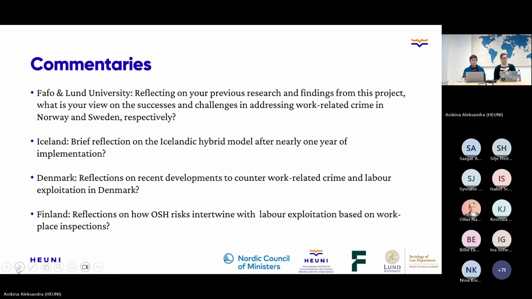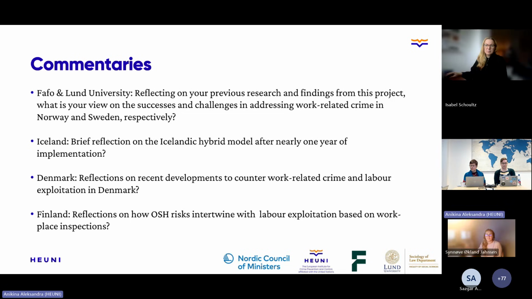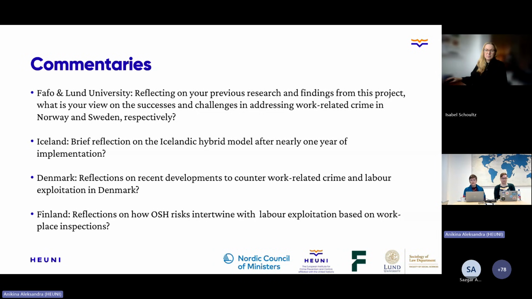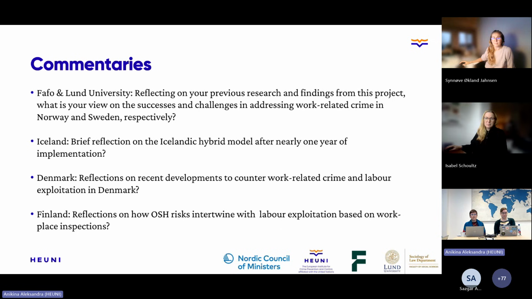And then we have reserved some time for commentaries from our Nordic partners. We will start off with some reflections from our project partners, Isabel Schulz and Synnöve Jansen from Lund University and Fafo respectively. And then we will follow with a commentary from Saga Kjartansdottir from the Icelandic Confederation of Labour, then from Mathilde Skov Dahlström from the Danish Center Against Human Trafficking, and then Katja Pienieno from the Division of Occupational Safety and Health in Finland. But we will start with, I see, Synnöve and Isabel.